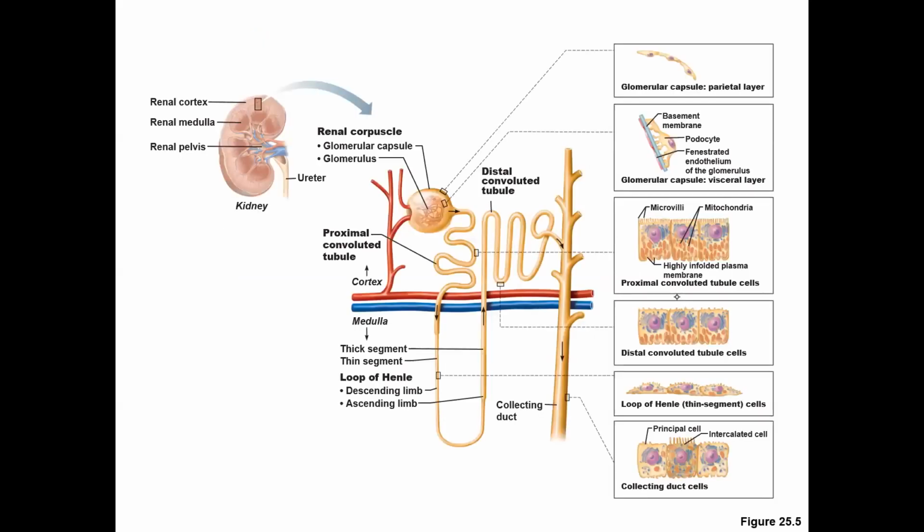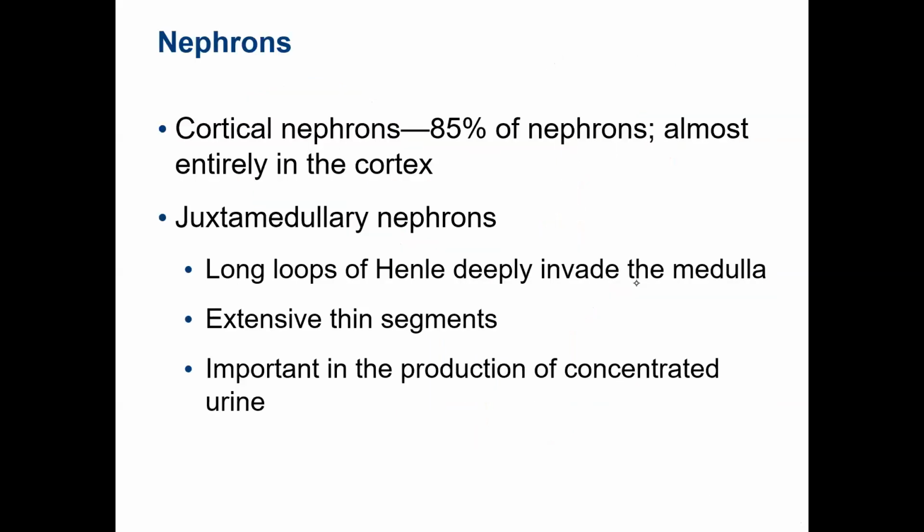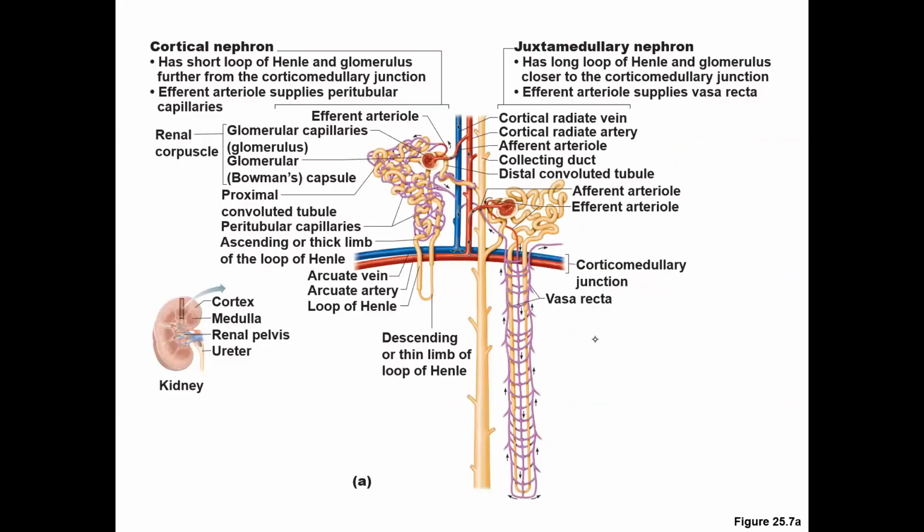All right, so again, here's the big nephron picture. Most nephrons are in the cortex, they're cortical nephrons. Some of them are called juxtamedullary. So juxta means near, meaning they cross into the medulla. They're more important in producing concentrated urine. So there's our cortical nephron, here's our juxtamedullary nephron. This purple thing that you see around, those are capillaries.